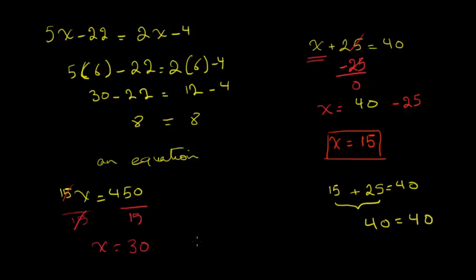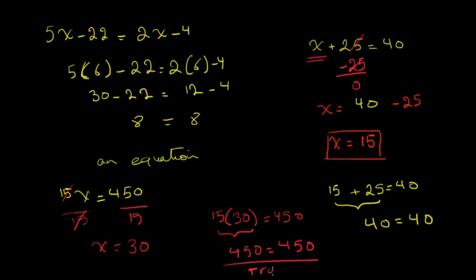And we can check our solution by putting the number 30 in the equation, and let's see if our solution is correct. If we multiply 15 by 30, we get 450, which is equal to 450. This is a true statement.